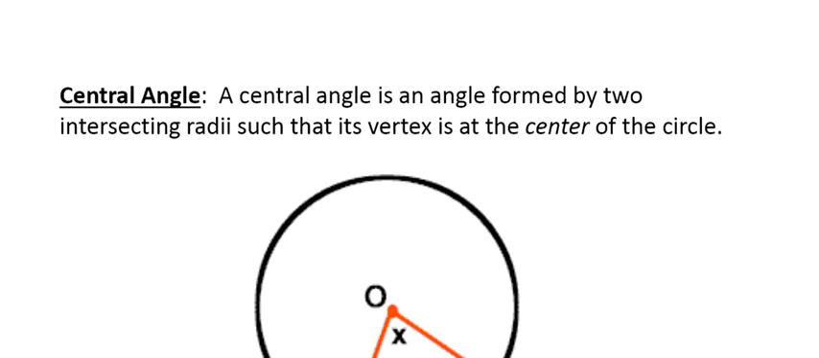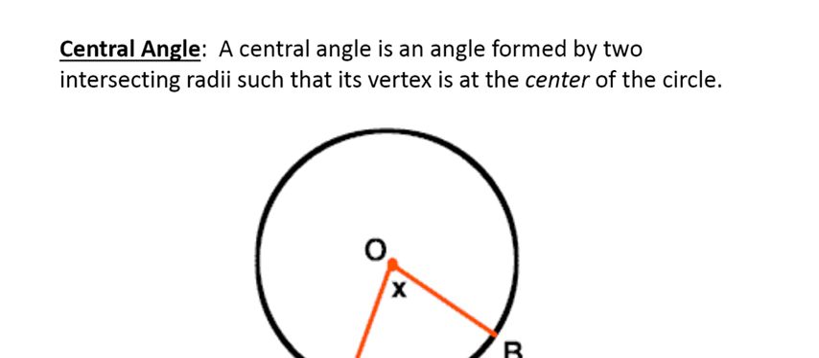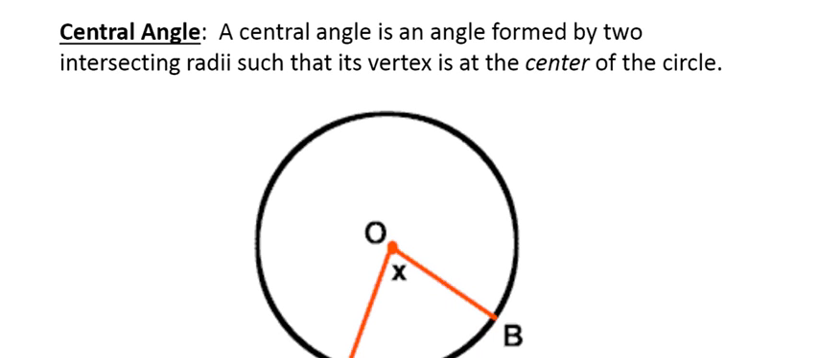The purpose of this video is to introduce you to circles, as well as central angles, inscribed angles, and arcs. I'm going to start first by talking about what a central angle is. A central angle is an angle that's formed by two intersecting radii in such a way that the vertex of the angle is at the center of the circle.